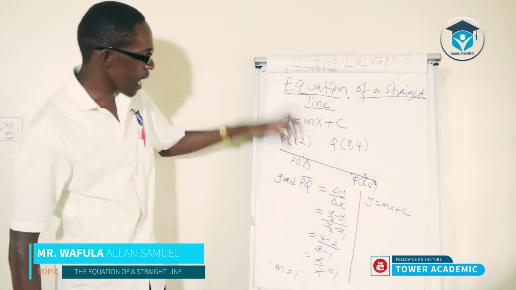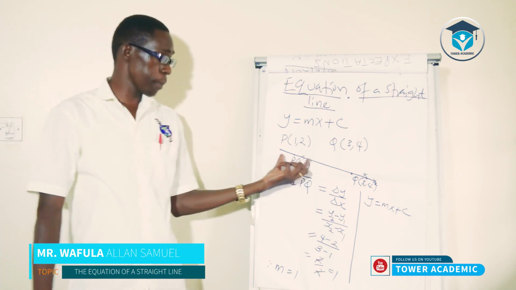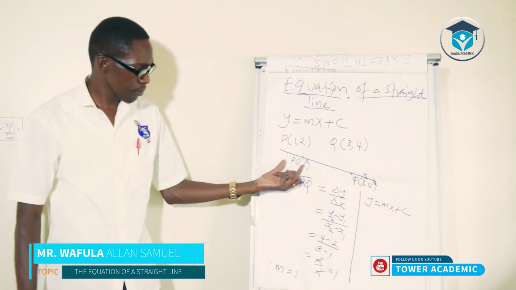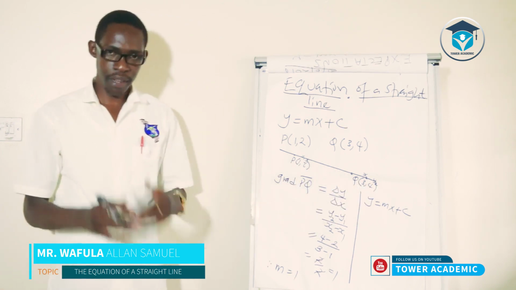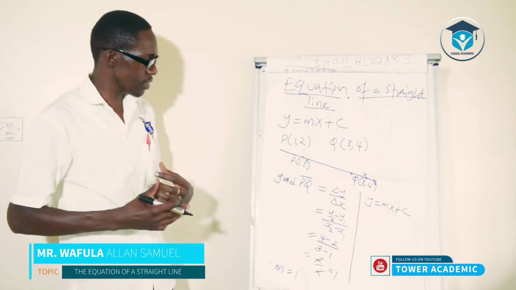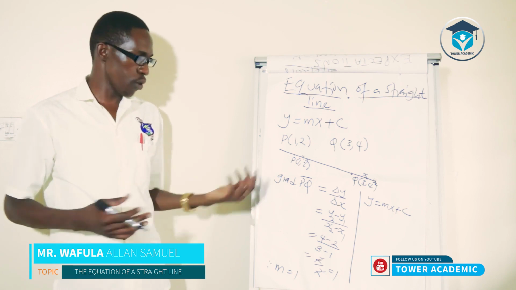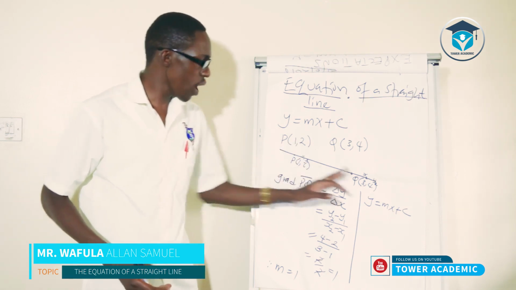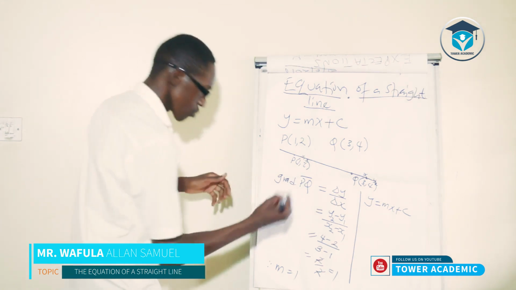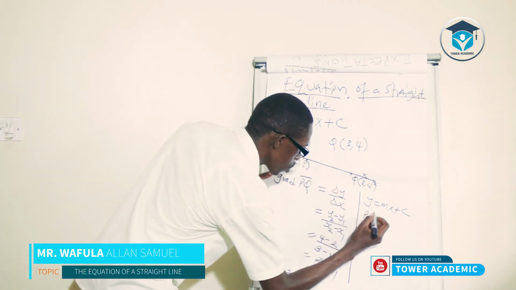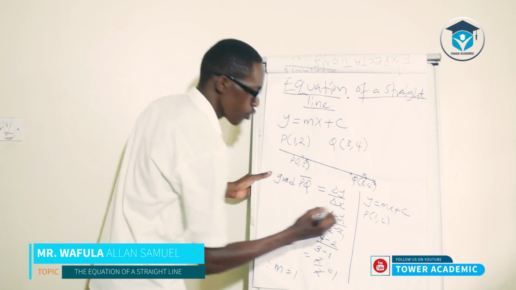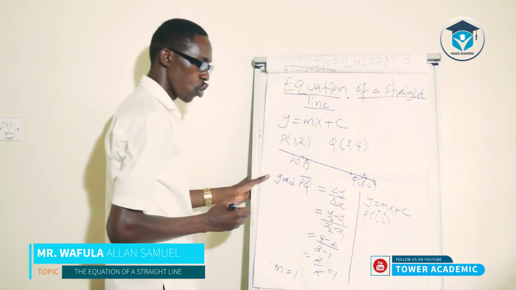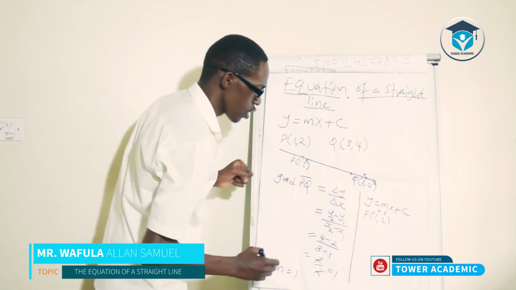Thereafter, I can either choose to take P, or I can decide to use Q. If I use P or I use Q, I'll come up with the same equation. So it is just about me to decide which of the two I take. So I can prefer to take P or I can take Q. When I consider P, which is (1, 2), I take this as my x coordinate, and this as my y coordinate. So I substitute back in this equation.